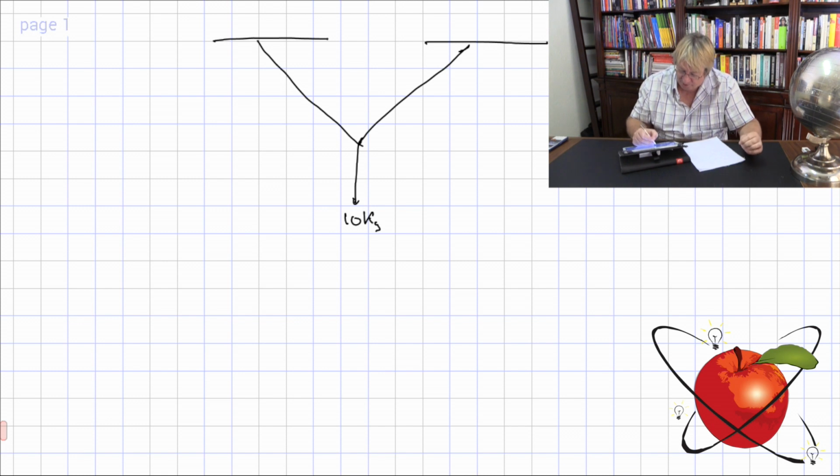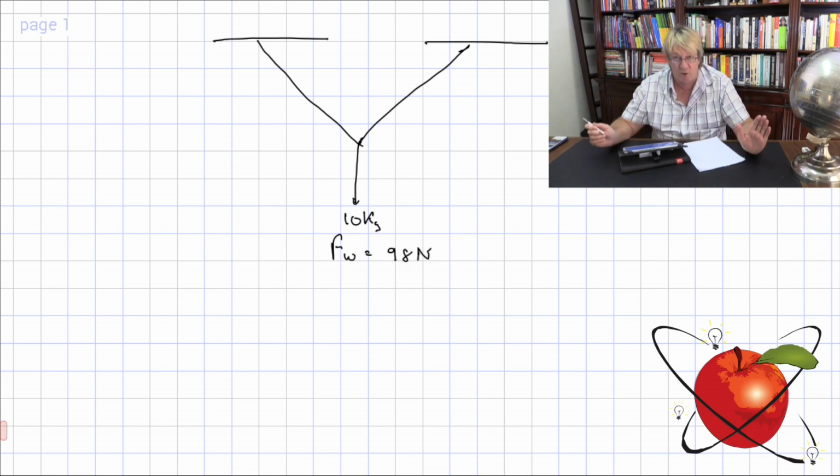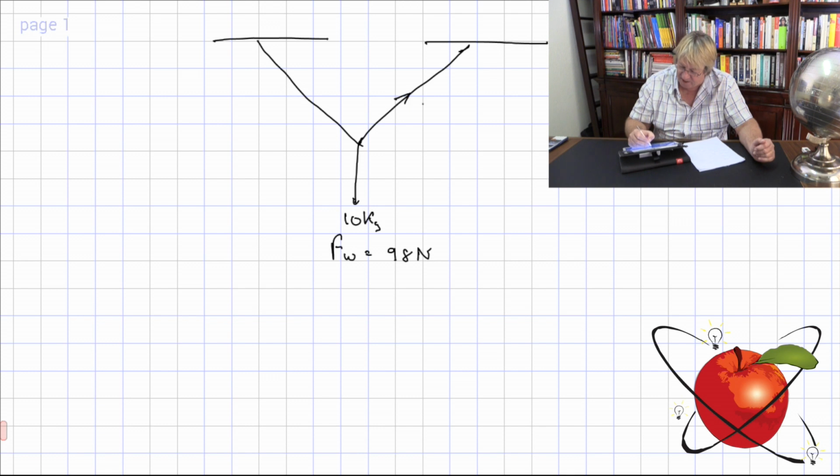Well, what do we do first? We always put in FW over here, and FW is going to be equal to 98 newtons. That's what we always do first, put in the FW. Now I'm going to split this up here. I'm going to call the tensile force there T1, and the force in the string here T2. Then they've given us, for example, a 45 degree angle there, and perhaps 30 degrees over there.